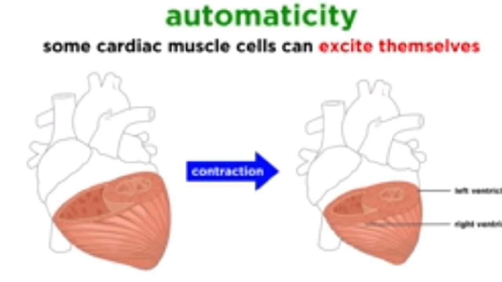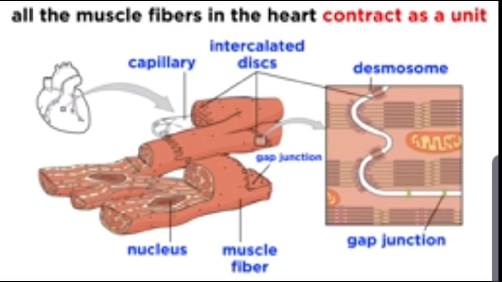First, a small percentage of cardiac muscle cells can excite each other. They do not need a nerve impulse. This is called automaticity. Also, contraction is highly coordinated.